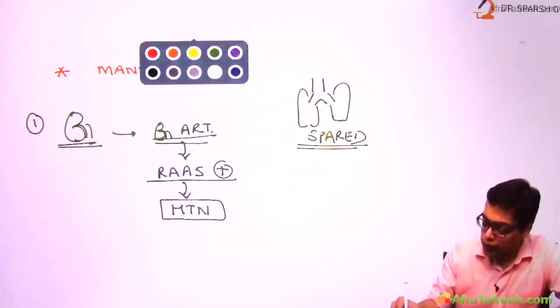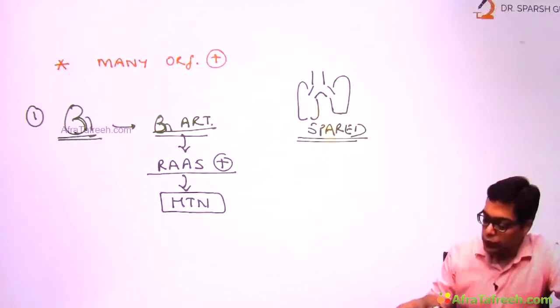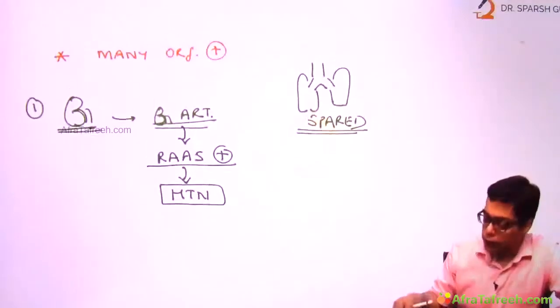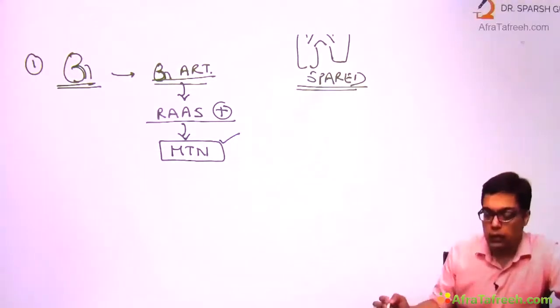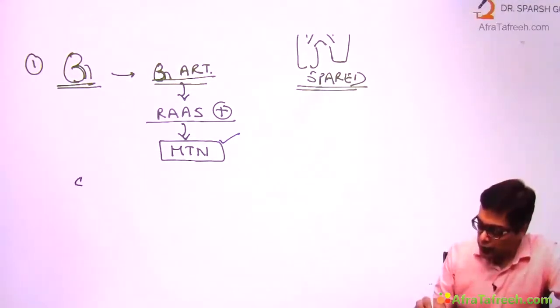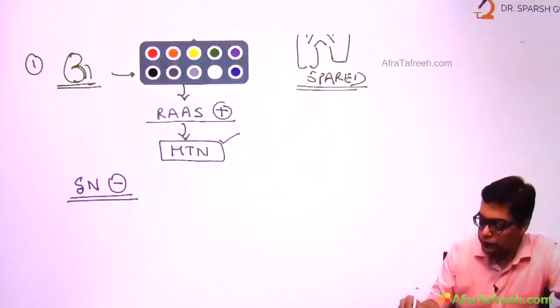What we do need to remember as an important fact regarding this condition is that kidney involvement in these patients results in the formation of hypertension. But these patients characteristically are not going to develop glomerulonephritis.